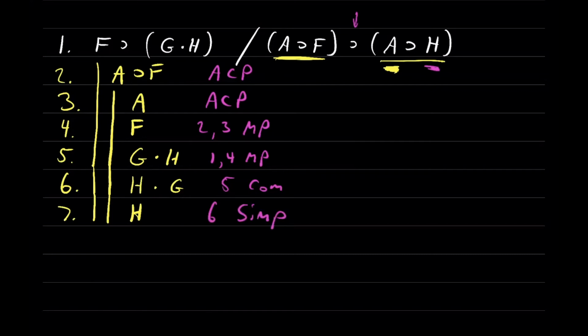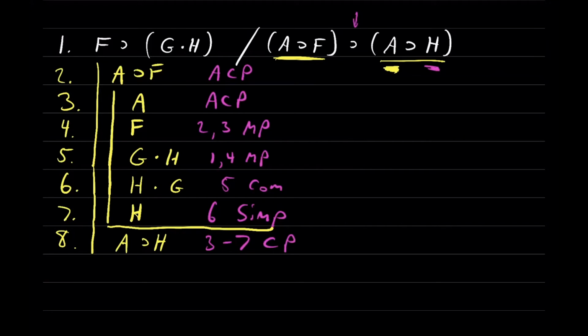Now we said the goal was to get H inside the scope of this second vertical line, which we just did. So I'm done with this inner vertical line. But notice this, you have to be really careful here. I'm still inside the scope of that outer vertical line that I started on line 2. So line 8 will be A implies H. And that's going to follow from line 3 through 7 by conditional proof.